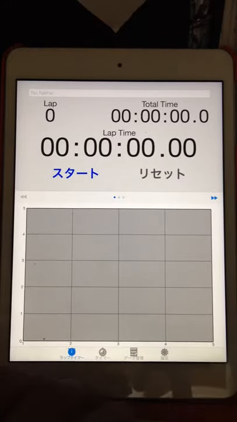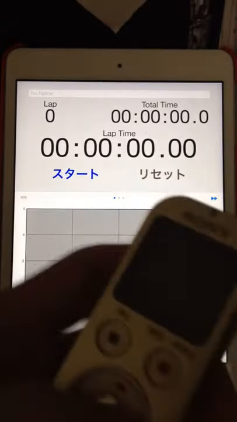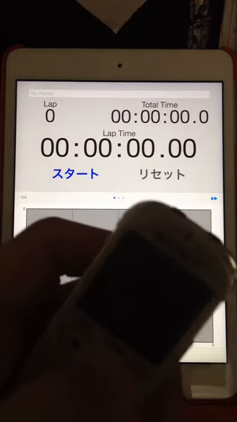Good morning. Experiment on timing progression. Let's start thinking and tapping. Recording.